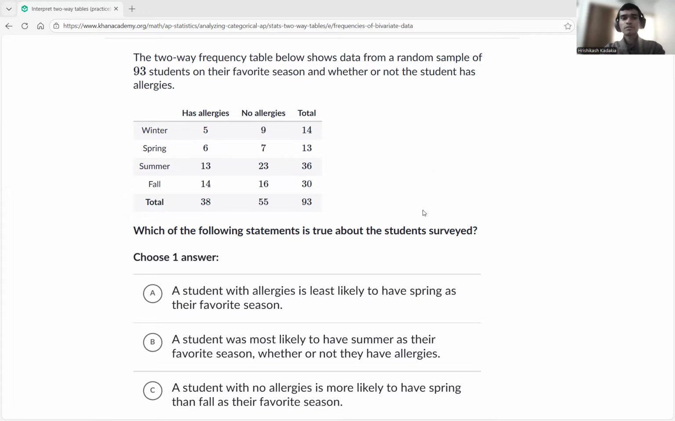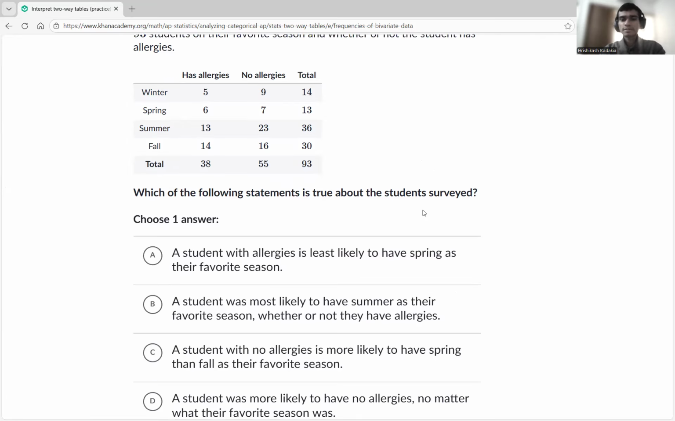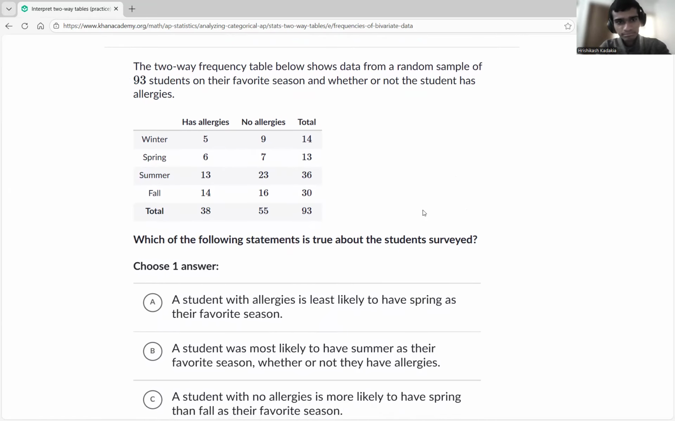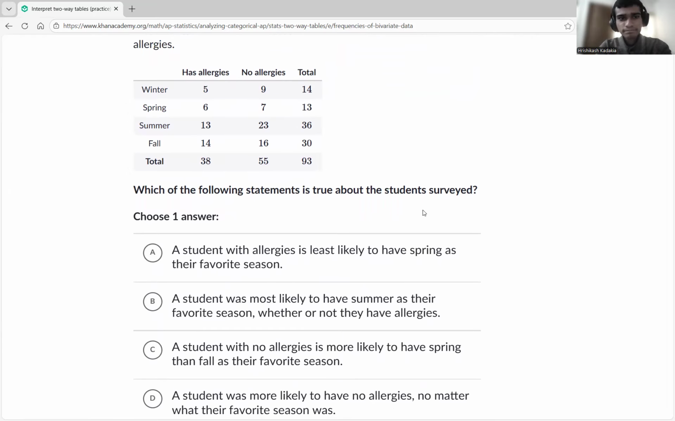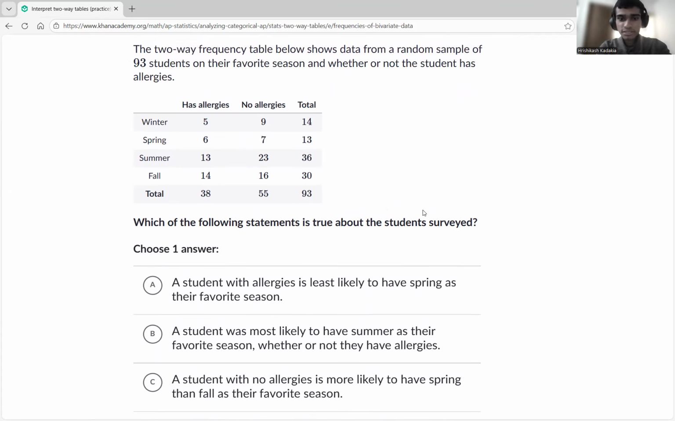We'll just look at the options here below. Which of the following statements is true for the students surveyed? A student with allergies is less likely to have spring as their favorite season. These are just the favorite seasons, and whether they have allergies or not. So a student with allergies is least likely to have spring as a favorite season.